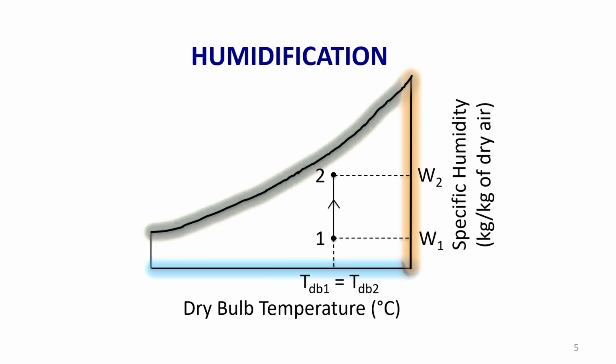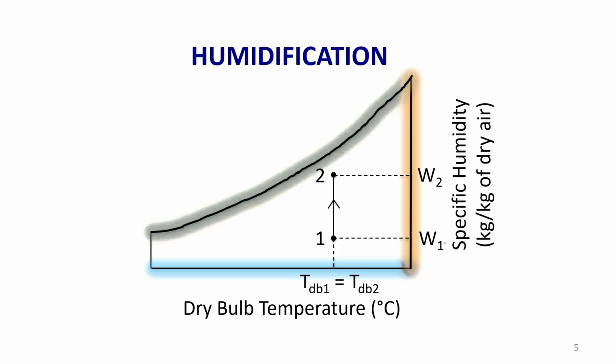The third process is humidification. Humidification is adding humidity, just as dehumidification is removal of humidity, removal of moisture. Humidification is addition of moisture. So here it is only humidification, and there is no change in the dry bulb temperature. From state point 1, the corresponding specific humidity is W1. At state point 2, after the humidification process, it is W2.